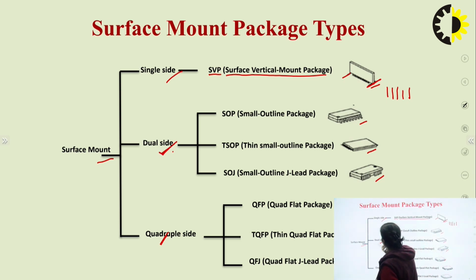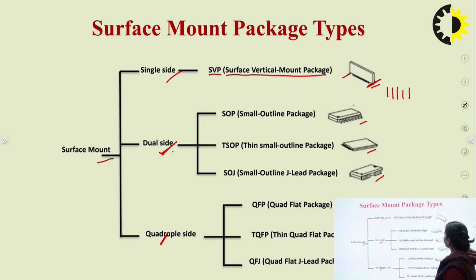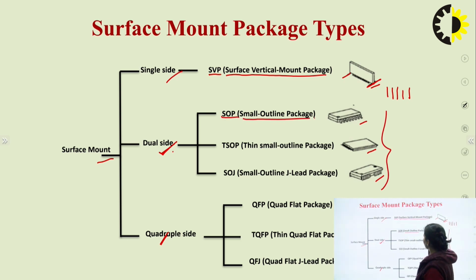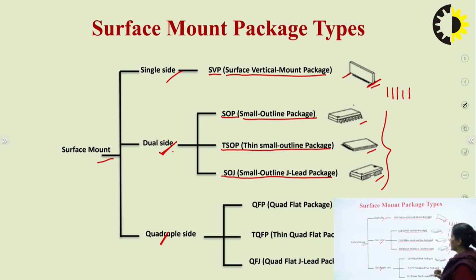When we talk about the dual side, there are three types of packaging. First is the SOP, the small outline package. Another is the thin small outline package. Another is the small outline J lead package. Let's see what these are.